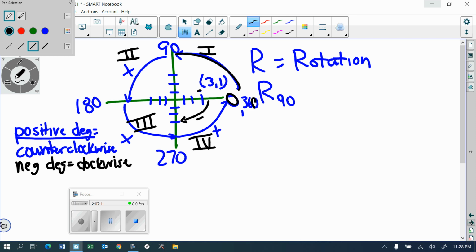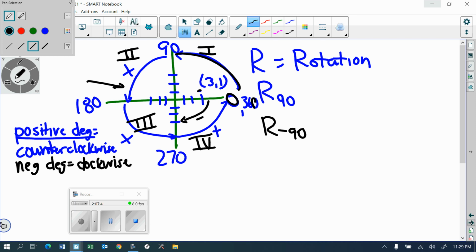If it said rotation of negative 90 degrees, and I start in quadrant 1, I must end up in quadrant 4, because clockwise is negative degrees. If I start in quadrant 4, I must end up in quadrant 3. If I start in quadrant 3, I must end up in quadrant 2. If I start in quadrant 2, I must end up in quadrant 1. So just knowing that, you'll know which quadrant your final point should be in. I know I better get an answer in quadrant 2 since I started in quadrant 1.